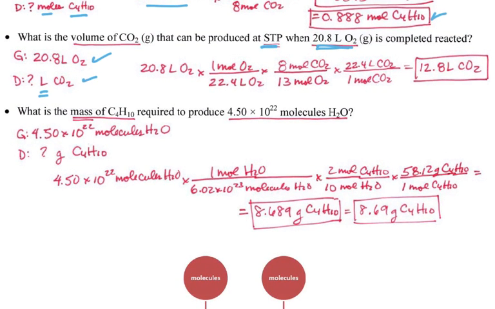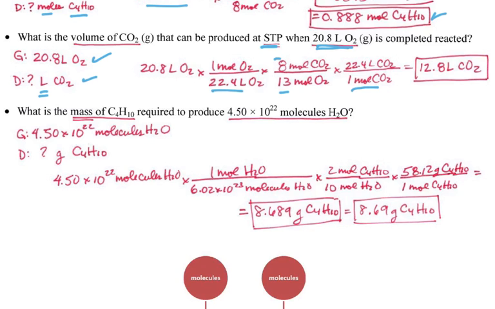So I'm going to go from liters. I'm going to use 22.4 liters per mole. Then I'll use my mole to mole conversion. And again, CO2 and O2, that's from my balanced equation. And I'm sorry, 13 and 8. And then again, to go back to liters, I need 22.4 liters again.